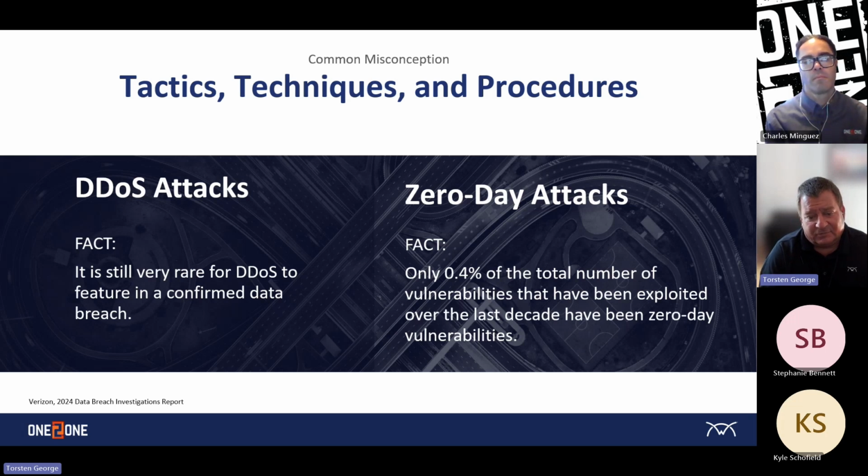And then over the last few months, we have heard a lot about zero-day attacks, and it appears that, man, this must be a very common tactic that is being used. But the reality is only 0.4% of the total number of vulnerabilities that have been exploited over the last decade have been zero-day vulnerabilities. In reality, unfortunately, we still face a problem where we are overwhelmed with the number of vulnerabilities that we might detect within an organization, and we don't know where to start.